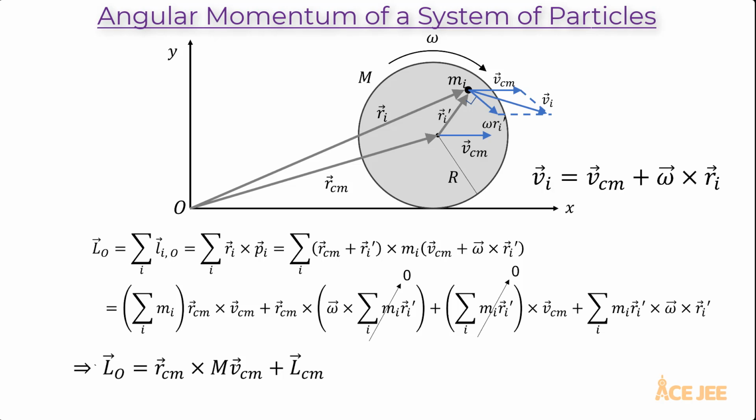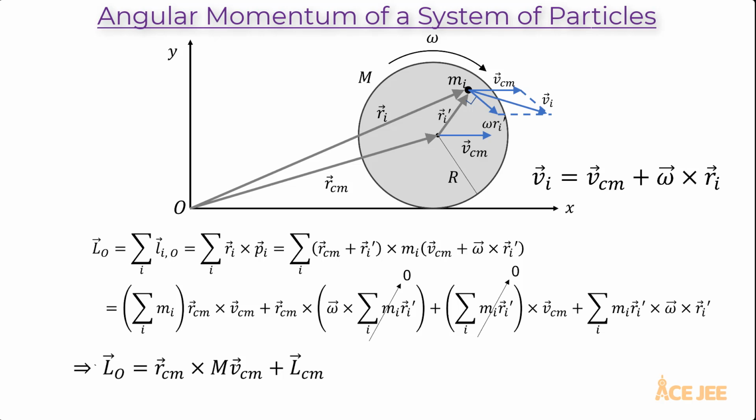Note that we have used Vi, that is the velocity vector of the ith particle with respect to an observer on the ground, as Vcm, that is the velocity vector of the center of mass with respect to an observer on the ground, plus omega cross Ri dash, which is the velocity of the ith particle with respect to the center of mass. If you are not comfortable with this, recall the concept of relative velocity we studied in kinematics, wherein we said Va, that is the velocity of particle A with respect to an observer on the ground, is equal to the velocity of particle B with respect to the observer on the ground plus the velocity of A with respect to B.